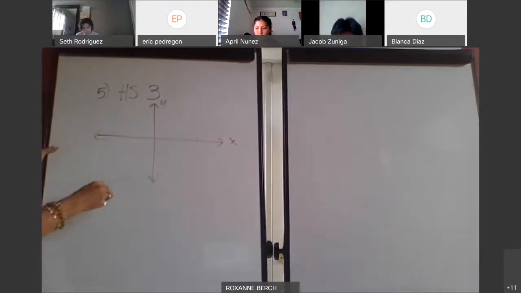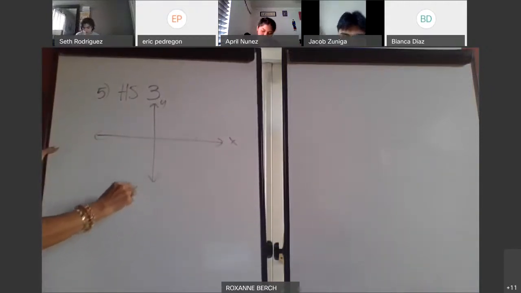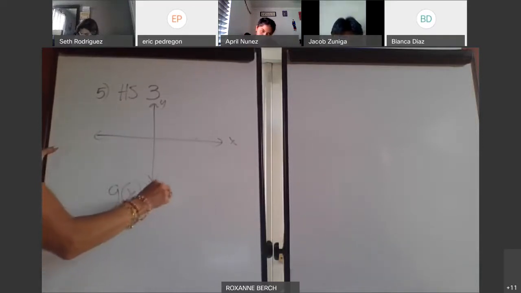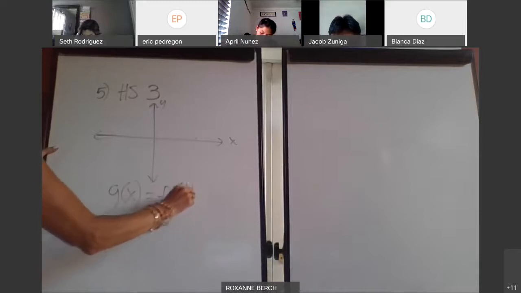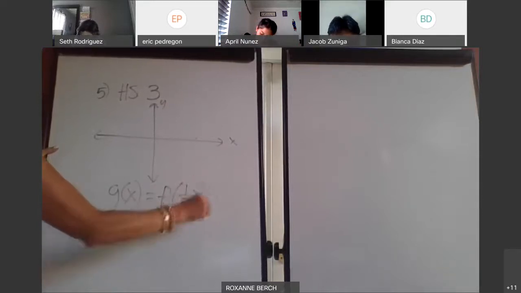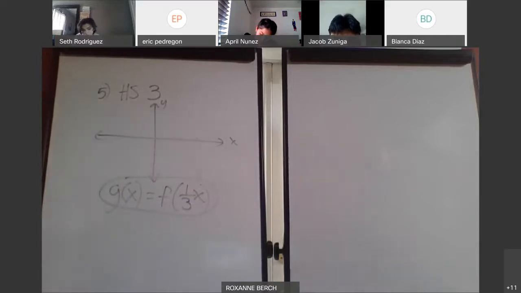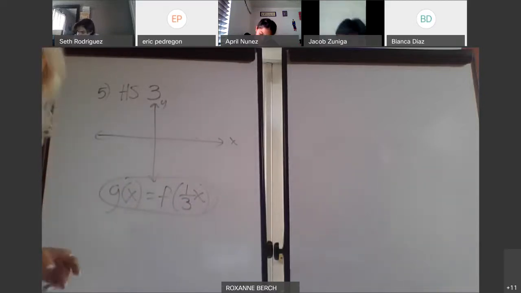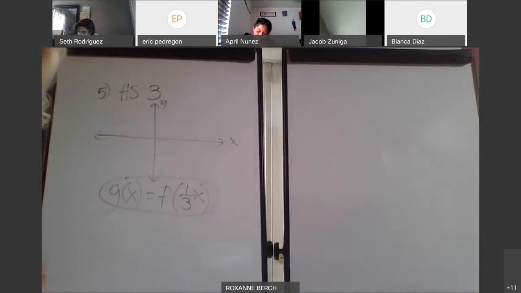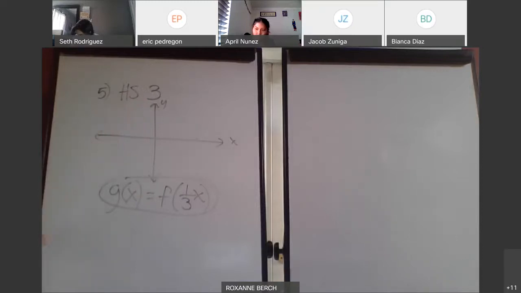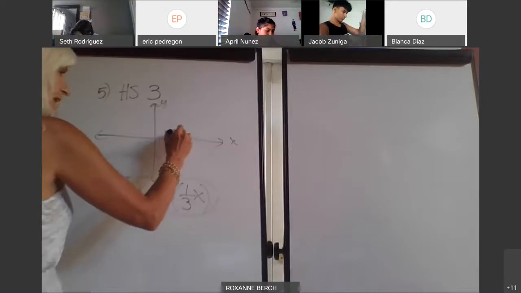So when you go to write the function, that's what's going to look messed up, because it's going to look like this, right? But throughout this whole problem, when we do the point transformation, you're going to use 3. So give me some points off the original graph.